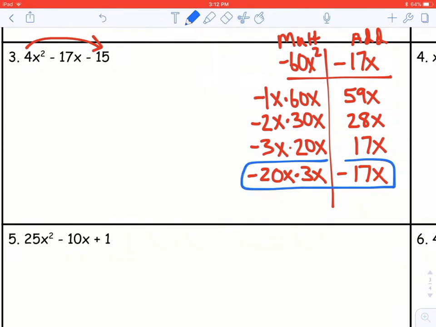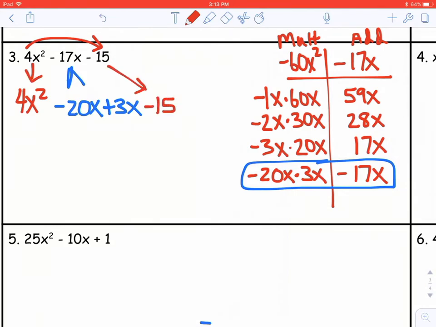Alright, so those are our magic numbers. So bring them over here. Replace negative 17x with negative 20x plus 3x. Then bring down your first term and your last term. And from there, you just have to use grouping to finish the problem.